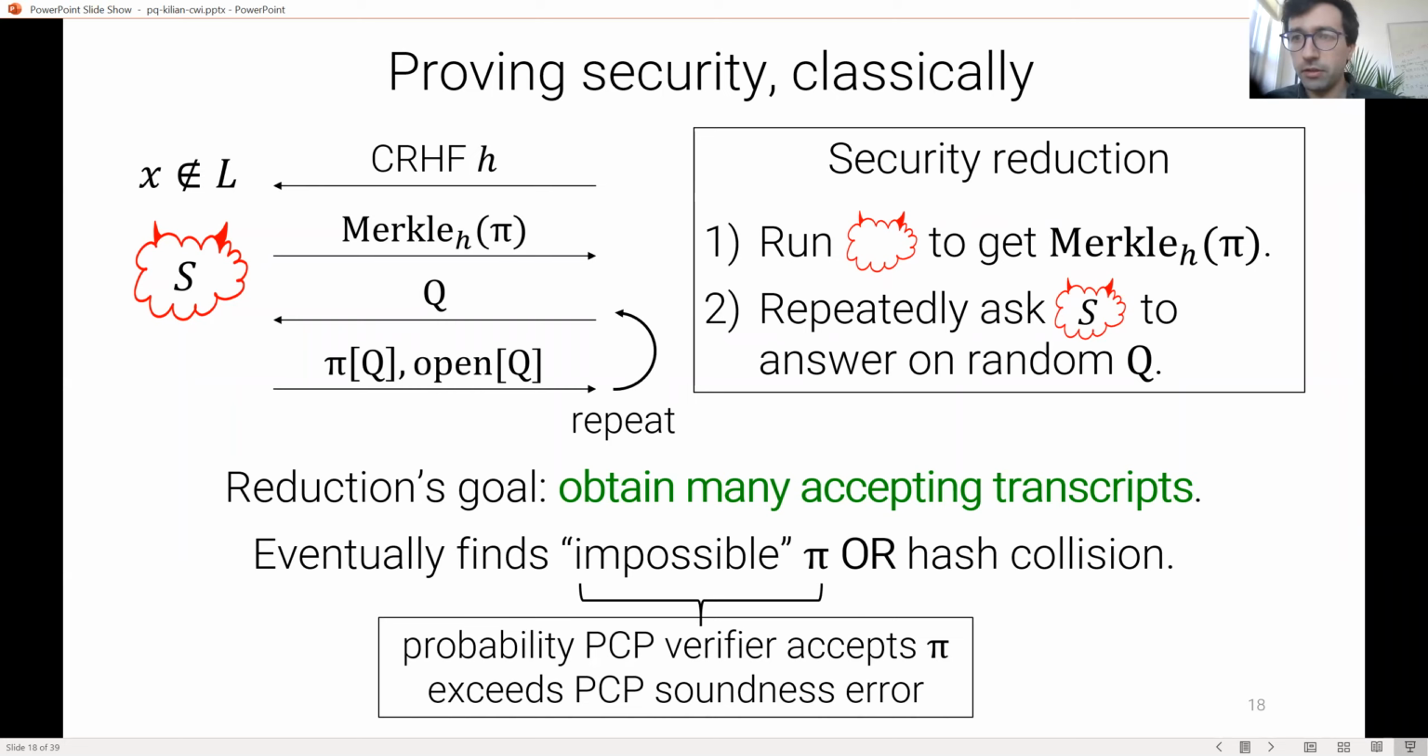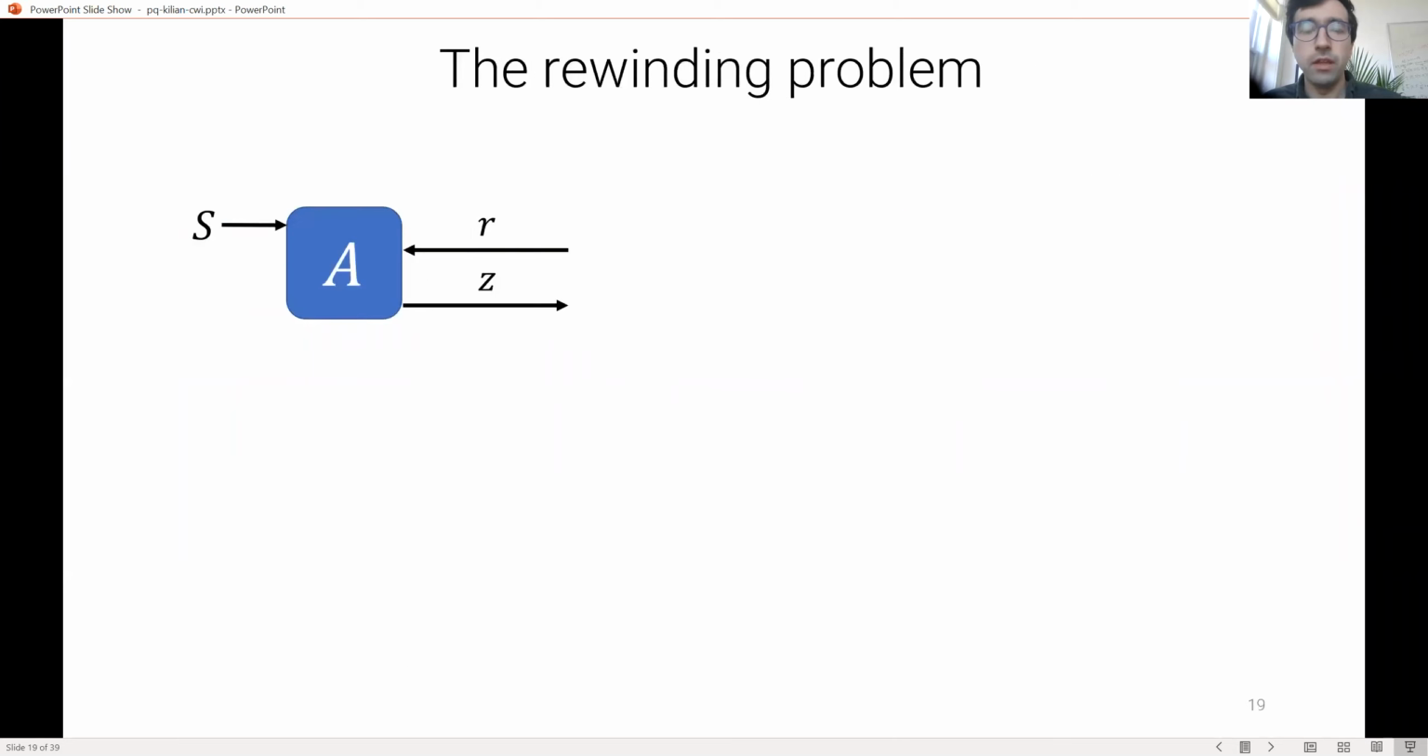Any questions about that? Okay, so to see where things go wrong in the quantum setting, I'm going to abstract away this Killian protocol. So for the rest of the talk, I'm almost not going to talk about Killian. So if there's anything confusing about Killian, please ask now, because I won't really come back to it.